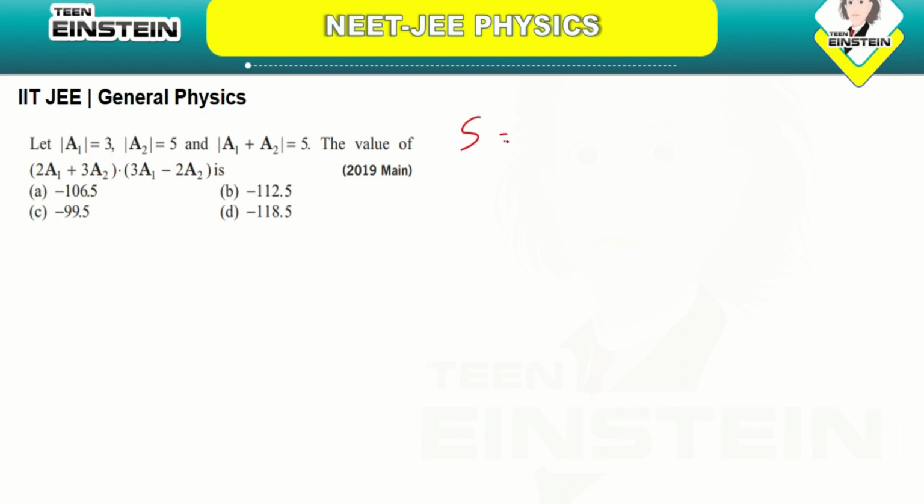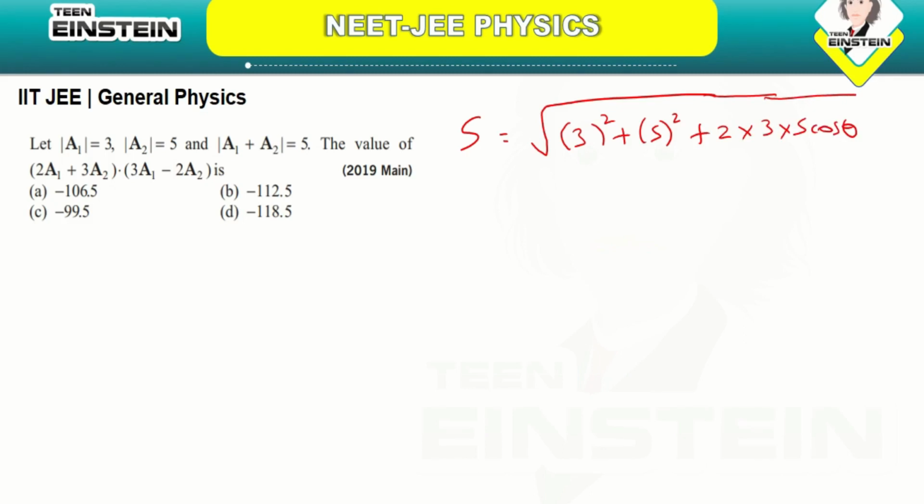So 5 is equal to root of a1 square, 3 square, plus a2 square, 5 square, plus 2 a1 into a2 into 5 cos theta. Okay. So when you solve this, you will get the cos theta value as minus 3 by 10.